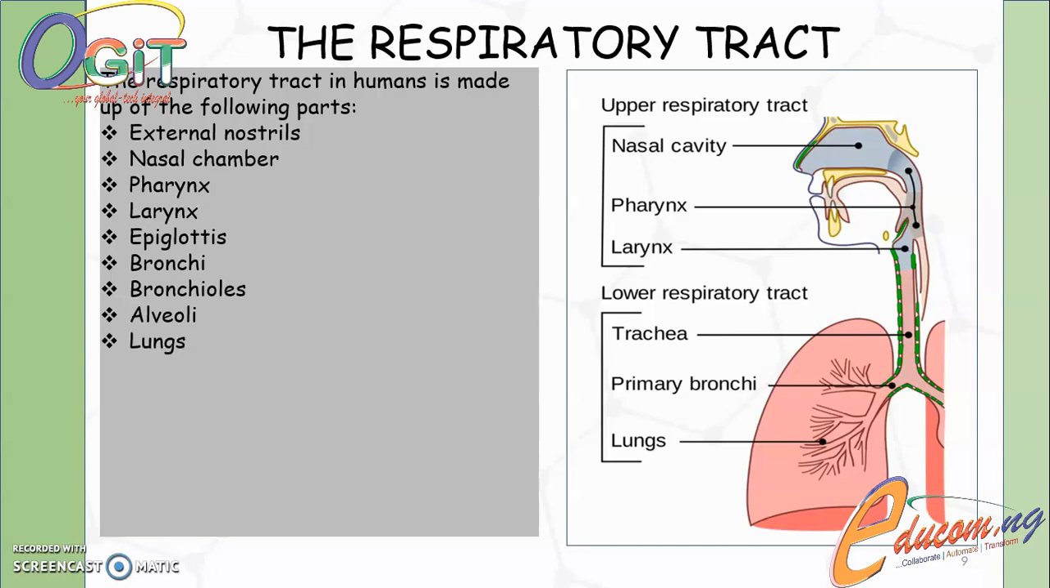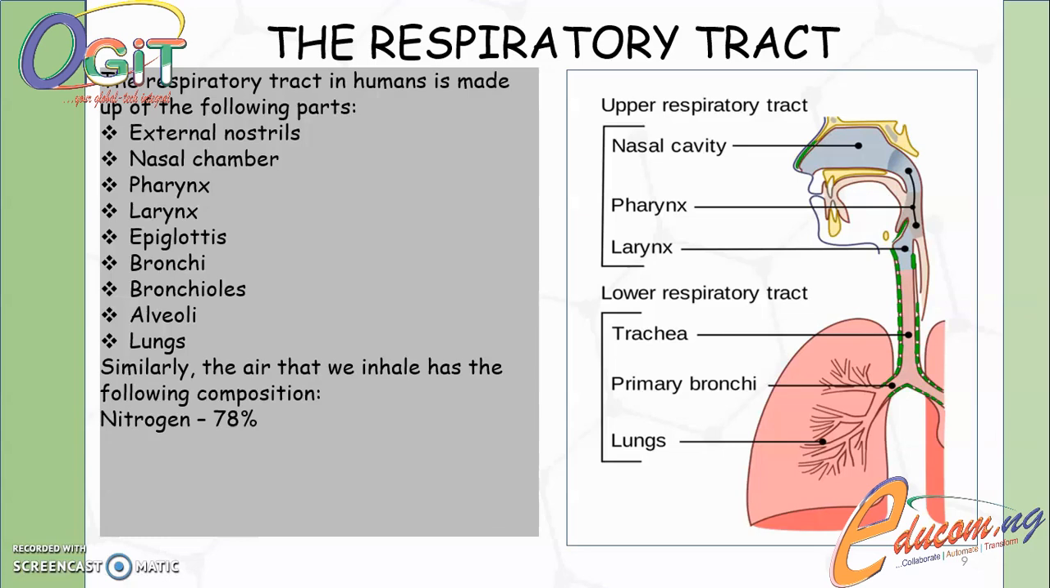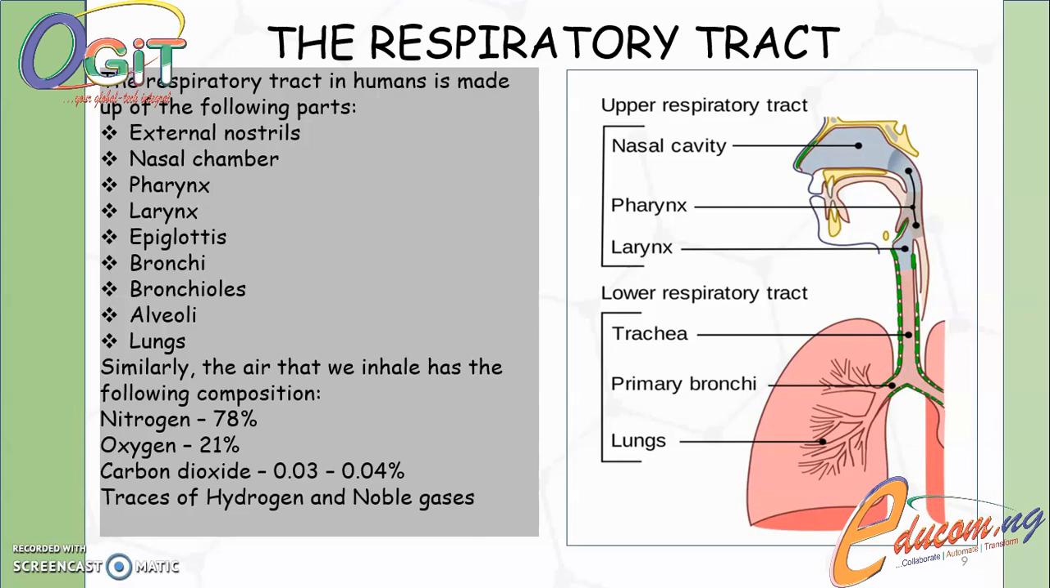And the last part of the respiratory tract I'm talking about today is the lungs. We have a pair of lungs; all human vertebrates have a pair of lungs, which are sac-like structures covered by a double-layered membrane known as the pleura. Similarly, the air that we inhale has the following composition: 78% nitrogen, 21% oxygen, and 0.03 to 0.04% carbon dioxide, and also traces of hydrogen and noble gases.